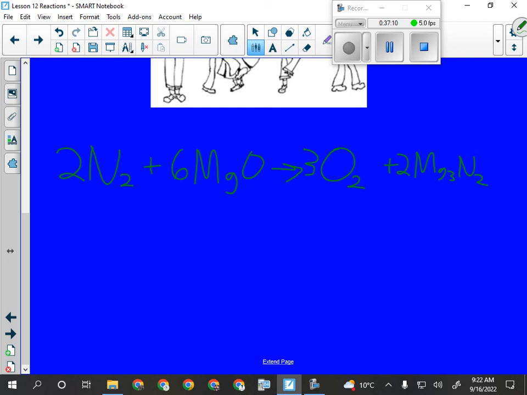Okay. So that's what we're going to be working on next week. Lots of reactions, working on writing, balancing, identifying the types, and then we'll even move into predicting reactions. Right? But we'll leave it there for today, because what do we got here?